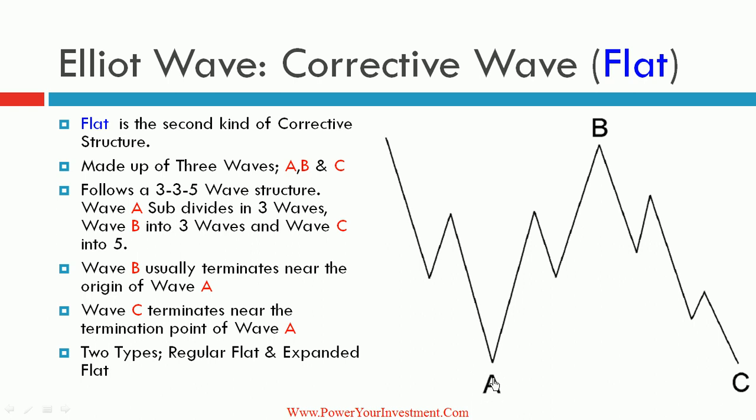Alright, I'm sorry, not the origin, the termination point of wave A. So wave C terminates around the termination point of wave A. In an expanded flat, the termination point of B overshoots the origin point of A, and the termination point of C overshoots towards the downside the termination point of A. Alright, that's the only difference.